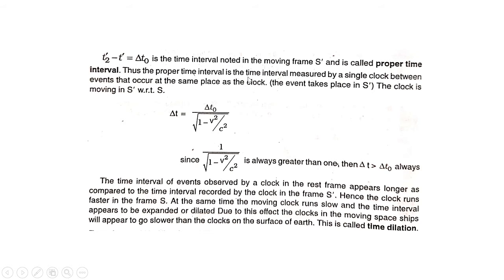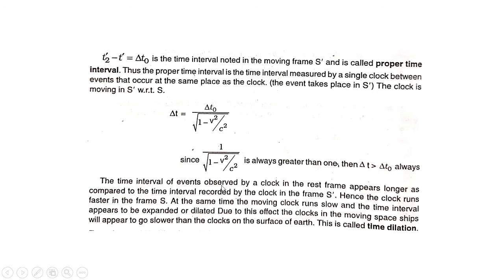Thus, the proper time interval is the time interval measured by a single clock between events that occur at the same place as the clock. The events take place in S dash. The clock is moving in S dash with respect to S. That means delta t equal to delta t0 divided by root of 1 minus v square divided by c square. Since 1 divided by root of 1 minus v square divided by c square is always greater than 1, delta t is always greater than delta t0.